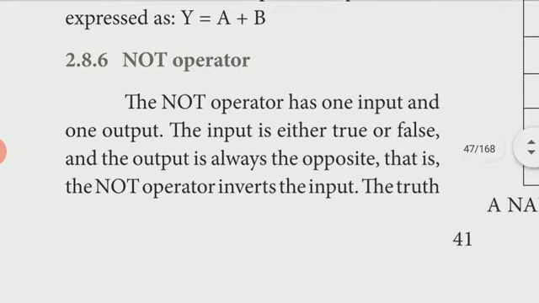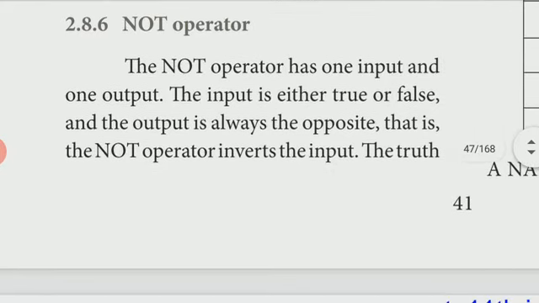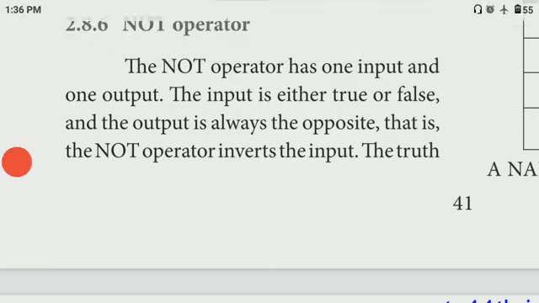The next one is the NOT operator. NOT means opposite. Simply, if you want to identify it, NOT means opposite. In the AND gate or OR gate, we are using two variables, like A is one variable, B is another variable. But in this NOT operator, we have to use only one variable as an input. The output we will get is 1.